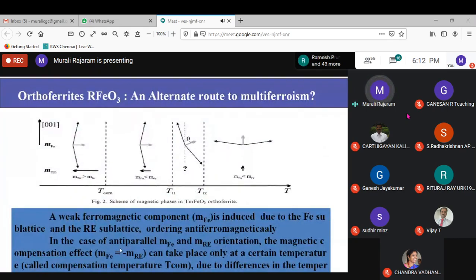Orthoferrites are a very interesting class of materials. Again, it's a very simple structure. It's an ABO3 perovskite structure where the A site is a rare earth ion, and the B site is an iron ion. That's why they are called rare earth orthoferrites, because they take the orthorhombic crystal structure.